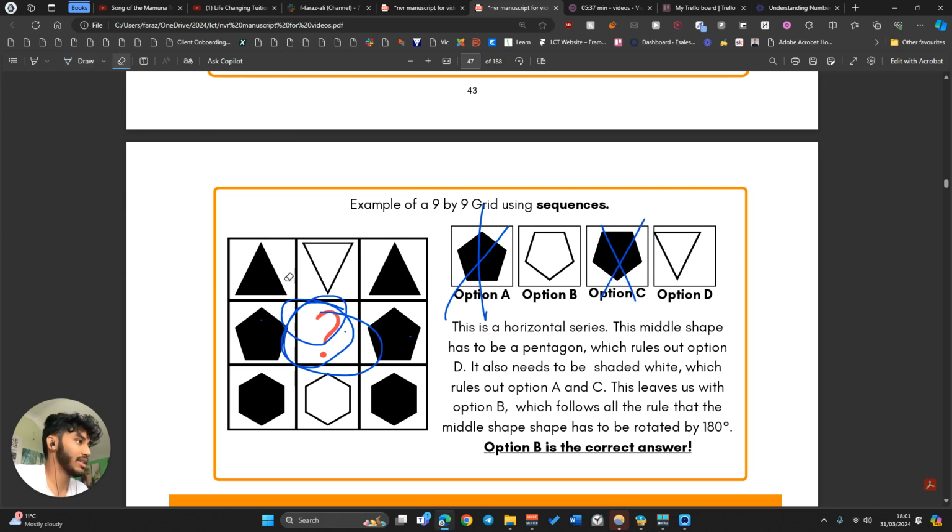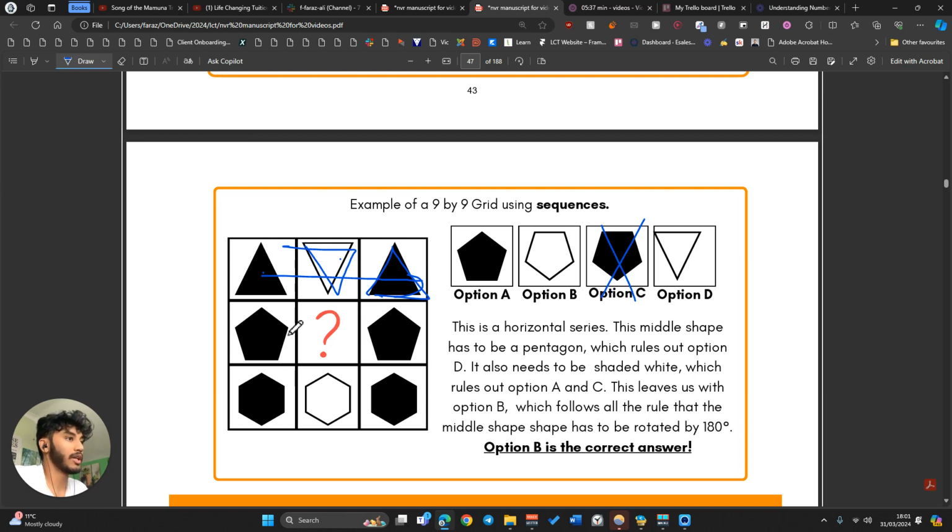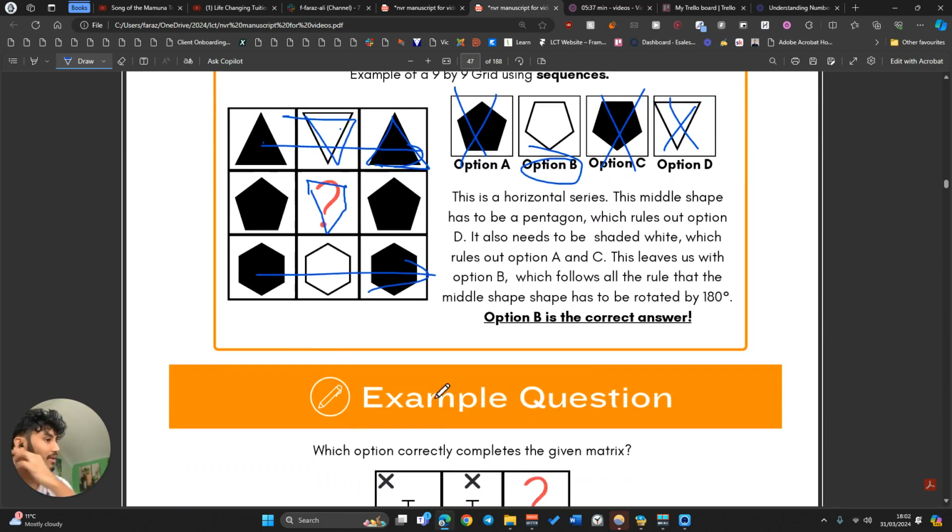Now we have to figure out what's actually changing apart from the color. Well, it looks like when we're going sideways, the triangle again is flipped upside down here and then flips back to the right side up. So this pentagon should be flipped upside down, pretty similar to the last question, meaning we should have not option D but option B, which is the pentagon flipped upside down. And the same thing is happening on this one as well.